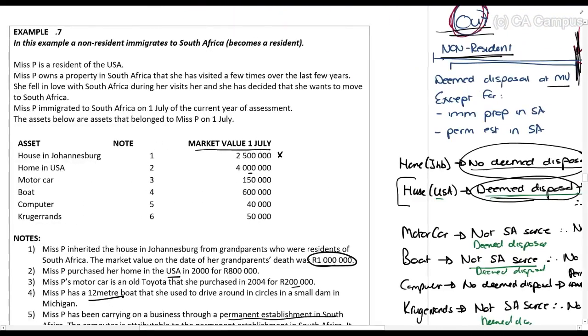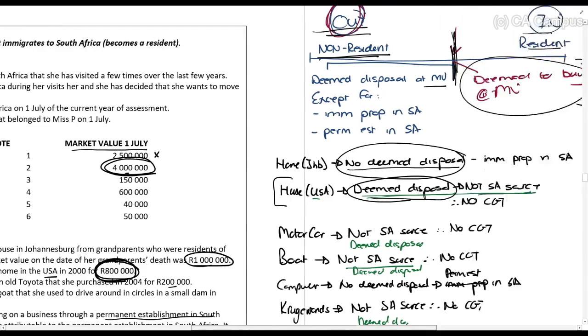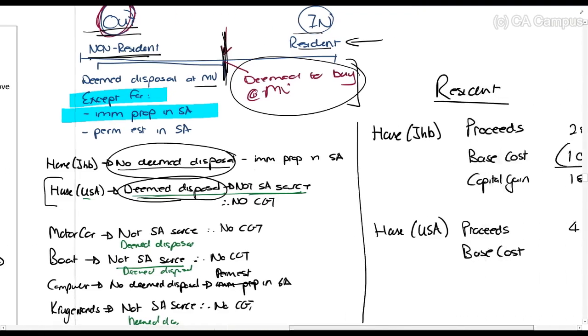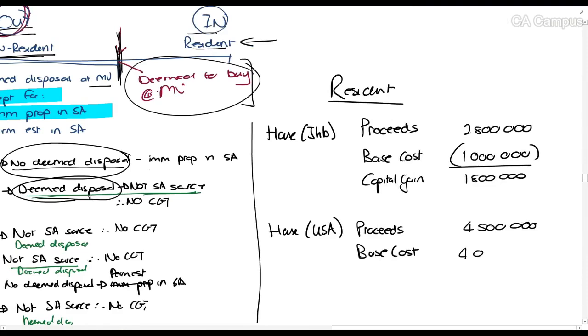So, although this house has a base cost of 800,000 originally when she was a non-resident, it's the market value when she immigrated that we use. Why? Because she was treated as if she bought it at market value. Why not the house in Johannesburg? Because that house in Johannesburg is excluded because it is in South Africa. But all other assets are not. So that house, the base cost was 4 million rands on the day of immigration. So she has a 500,000 rands.